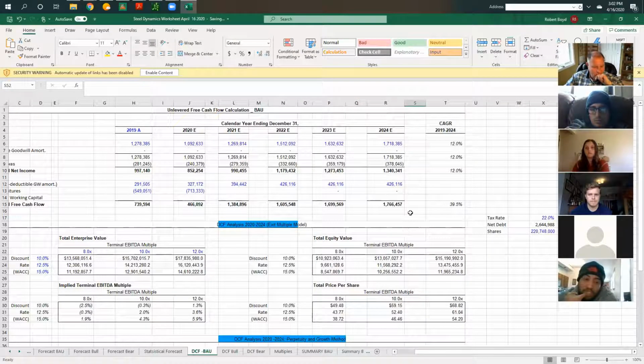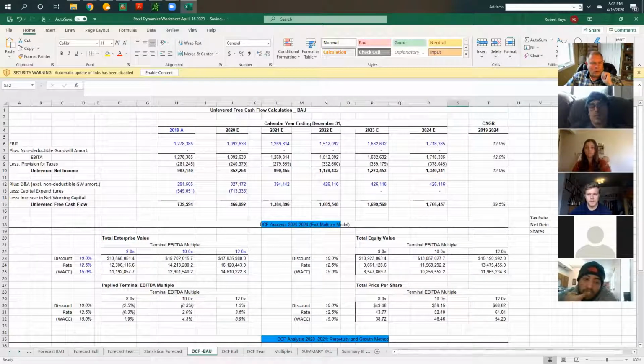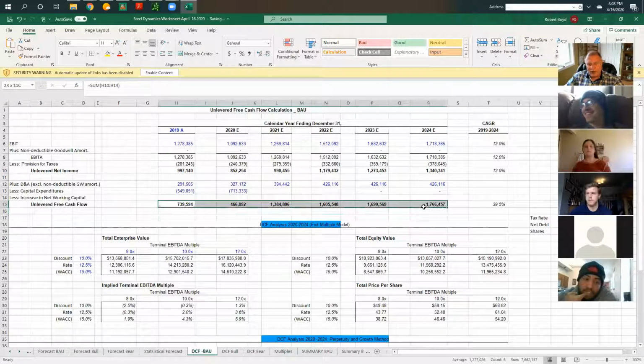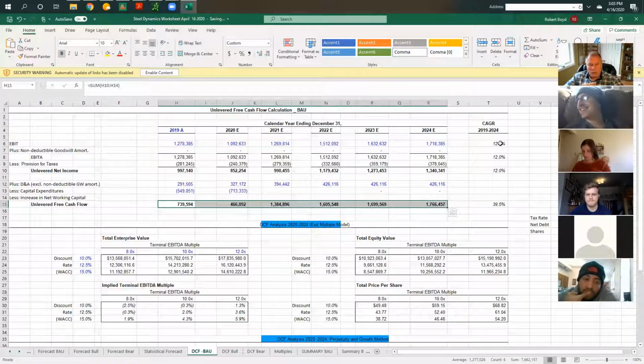Okay, so in the case of BAU, what we're doing is essentially taking EBIT less taxes, which is our unlevered net income, adding back depreciation, and taking out capital expenditures. So essentially, I'm calling this an unlevered free cash flow. This is the cash flow that the company is spitting out today. That's my forecast. Am I right? Am I wrong? I don't know.